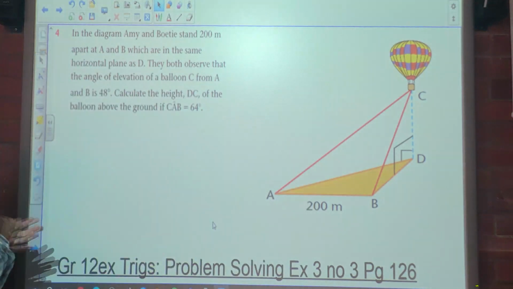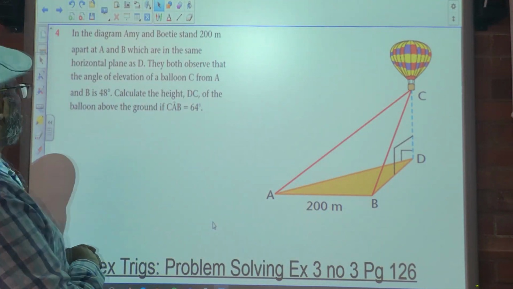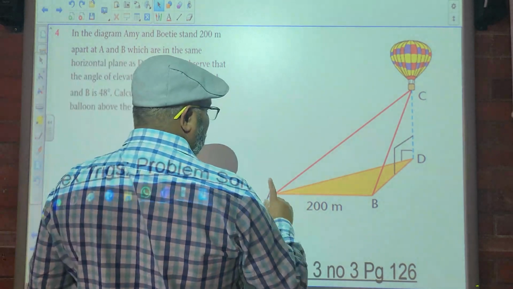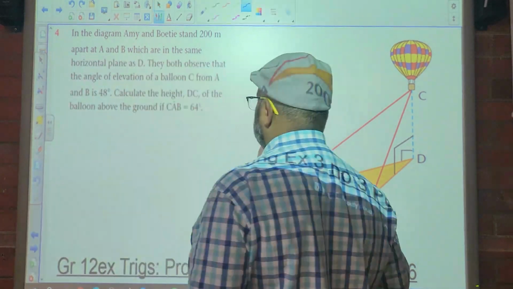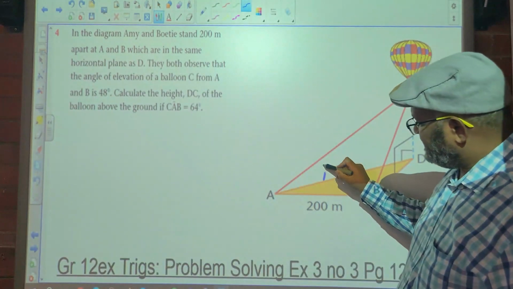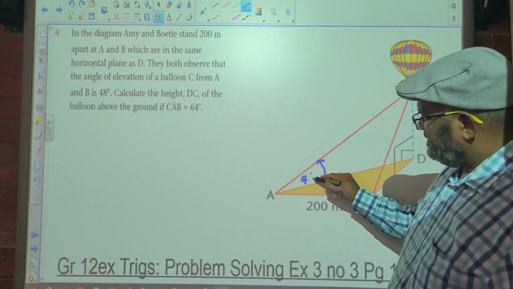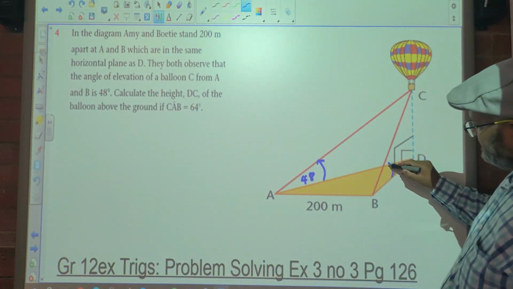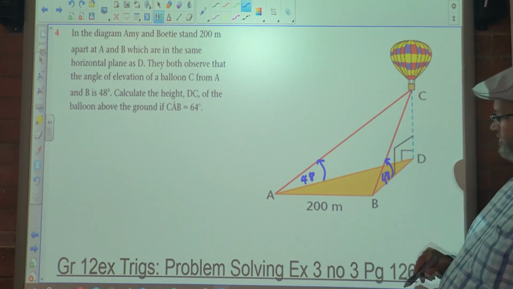Then we are told that they both observe the angle of elevation of balloon C from A and B to be 48. So if that is 48 there, Bhuti is also 48. Can you see that, people?